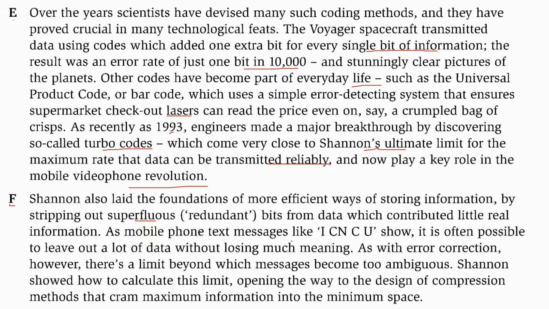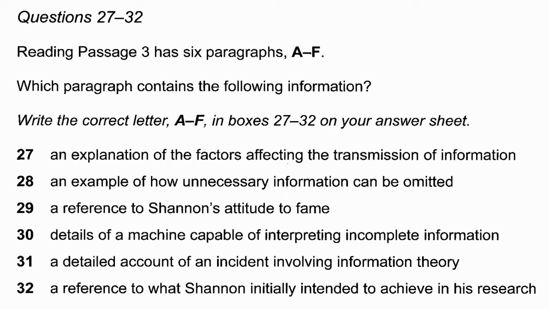As mobile phone texts like "I c" and "c u" show, it is often possible to leave out a lot of data without losing much meaning. As with error correction, however, there is a limit beyond which messages become too ambiguous. Shannon showed how to calculate this limit, opening the way to the design of compression methods that cram maximum information into the minimum space.